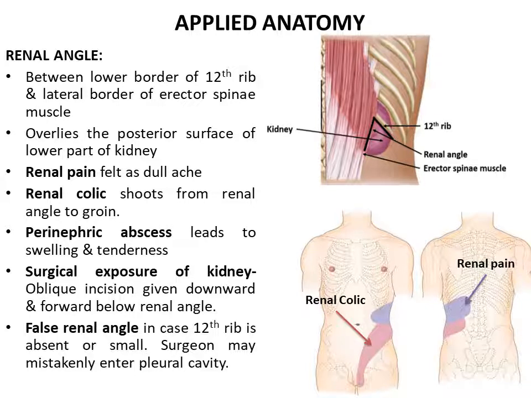The false renal angle. In case the 12th rib is short or sometimes absent, the 11th rib may be mistaken for the 12th rib, and the surgeon may mistakenly give an incision in this false renal angle, thereby entering the pleural cavity. Hence, counting of the ribs is always done from the sternal angle above downwards, never done from below upwards.